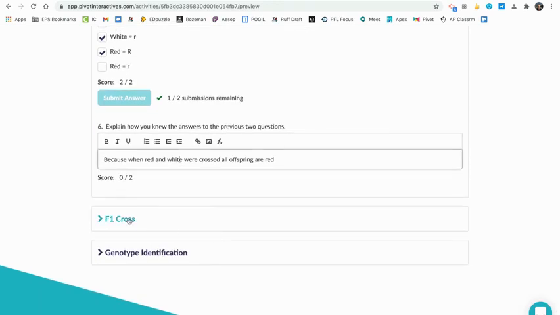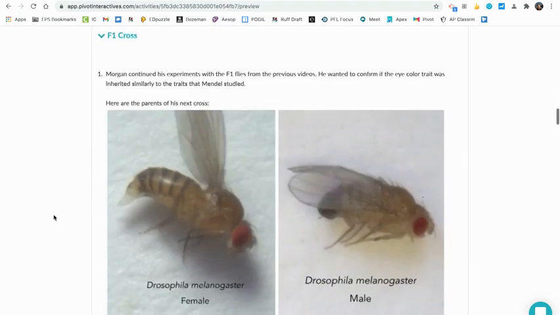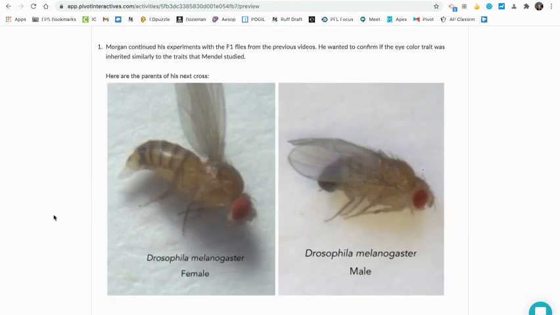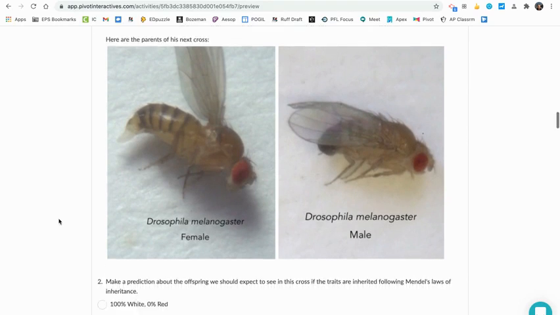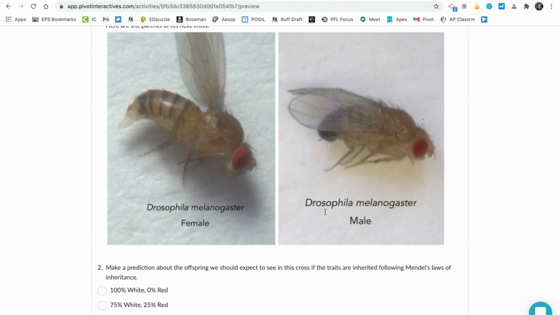Okay. So F1 cross. Morgan continued his experiments with the F1 flies from the previous videos. He wanted to confirm if the eye color trait was inherited similarly. So that would have been the P generation, which was red and white. The F1, trying to get some vocab in here, was all red. And here are the parents of his next cross. He's pulling two of those red ones. Now remember, these are like brother and sister, and that's disgusting, but that's the way it goes. So they're going to make F2 babies.